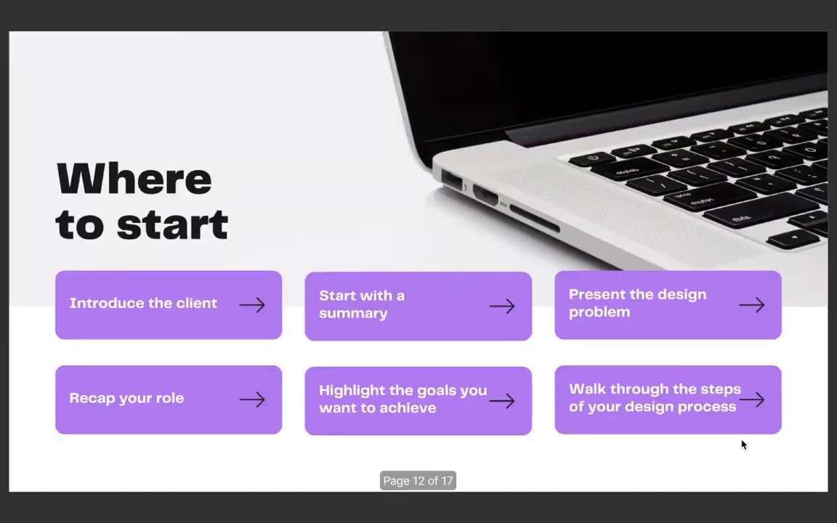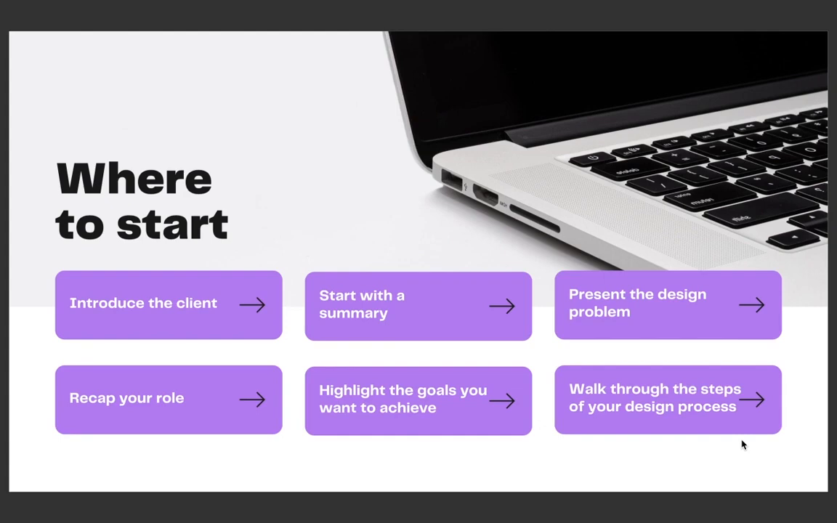All right, so I just summarized the process, the things you need to have in summary. Introduce the client. Who was the project for? Start with a summary of the project. This project covers this and this and that. Present the design problem.